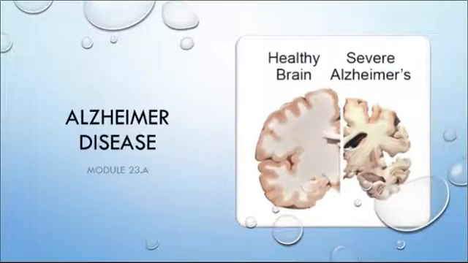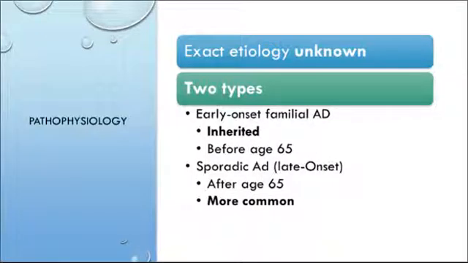Okay, so now we're going to go into Alzheimer's disease, which is exemplar 23A. Pathophysiology. Exact etiology is unknown. There's early onset, which is familial, inherited, before age 65. That's early onset. Late onset or sporadic Alzheimer's disease is after age 65, and it is the most common. And you will see questions on that, so understand that.